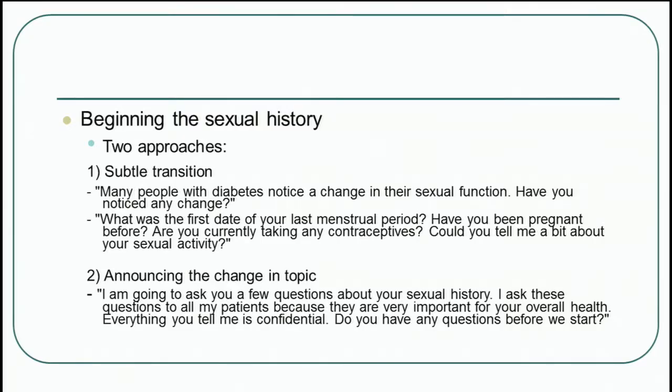So two approaches on how to begin the sexual history, whether it be the subtle transition or the announcement in the change of topic. Both can be utilized by a competent physician to begin the sexual history taking process.